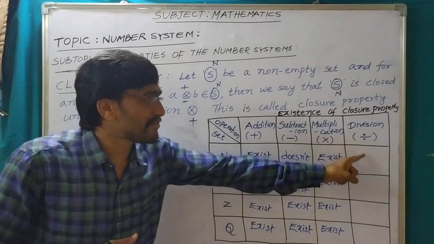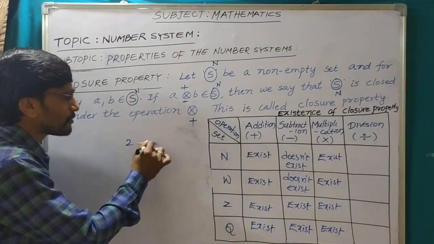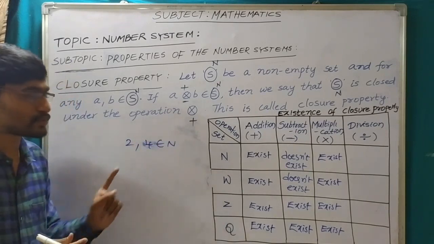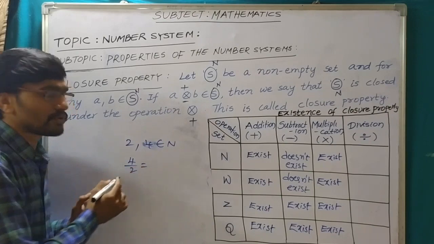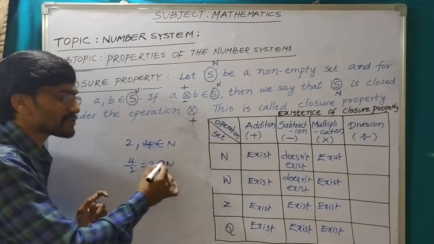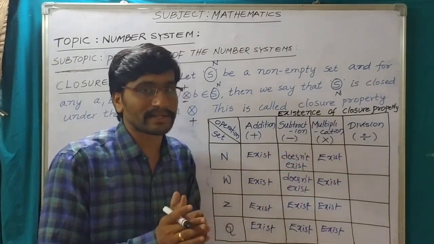Okay. So in division, let us see. 2 and 4 belong to natural numbers. Take division, 4 by 2. 4 by 2 is nothing but 2. 2 is also a natural number, no? So if 2 is a natural number, writing that it exists is not correct.